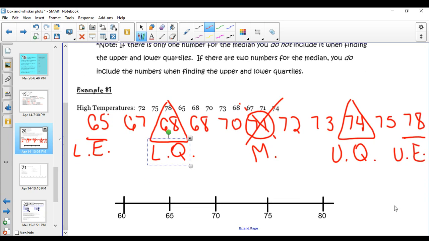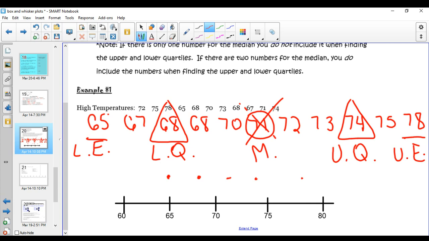Now, once I know those 5 values, I'm ready to go and create my box and whisker plot. So I'm going to use these 5 numbers that I identified and put dots above the number line at each of those places. So 65 was my first number. Okay, 68 is the lower quartile, so that's going to be right about here. 71 was the median, so that's going to be right about here. 74 was the upper quartile, so that'll be right about there. And then 78 was the upper extreme, which should be right about here.